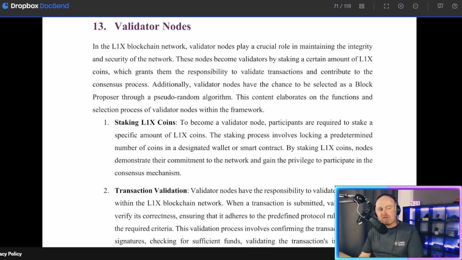Chapter 13, validator nodes. In the L1X blockchain network, validator nodes play a crucial role in maintaining the integrity and security of the network. These nodes become validators by staking a certain amount of L1X coins, which grants them the responsibility to validate transactions and contribute to the consensus process. Additionally, validator nodes have the chance to be selected as a block proposer through a pseudo-random algorithm. This content elaborates on the functions and selection process of validator nodes within the framework.